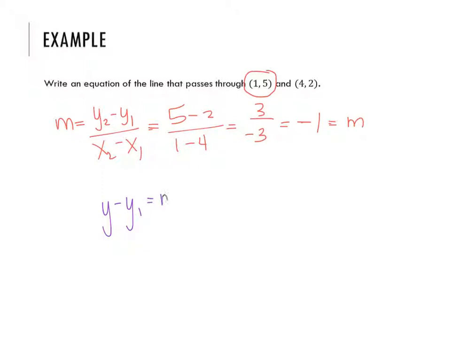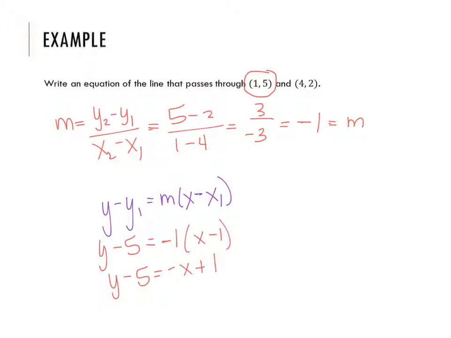And then if you want to use point-slope, pick one point, it does not matter which point, and you're going to plug it in. So I'm going to have y minus 5, that's the y from the point I chose, equals negative 1, that's the slope I just found, times x minus 1, which is y minus 5 equals negative x plus 1, so y equals negative x plus 6.